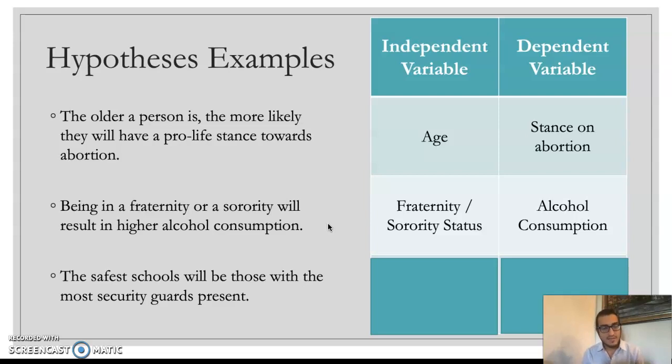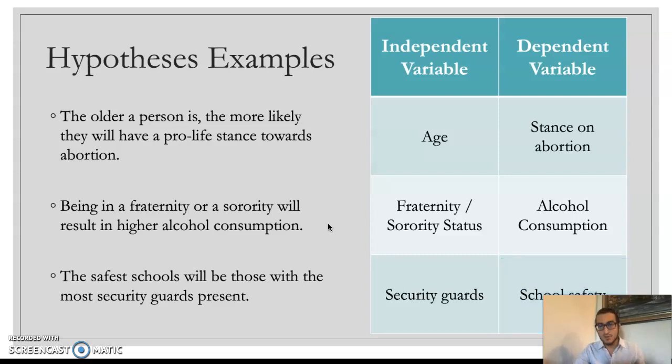So let's start off by first identifying the variables in this hypothesis. The safest schools will be those with the most security guards present. Our two variables that we're working with here would be school safety, the safeness of the school, and the presence of security guards. So how many security guards a school has. Now, which of these variables would be the independent variable? The variable that we are expecting would cause a change in the other variable. So in this example, it would be security guards. The higher number of security guards present, we are predicting, would result in a more safe school.